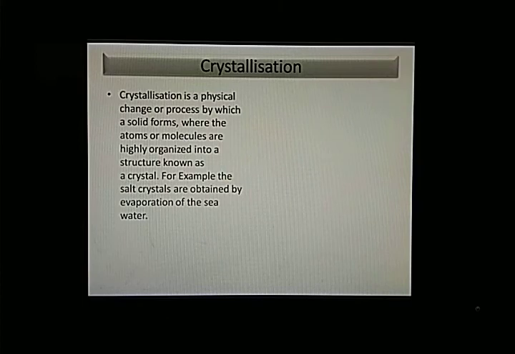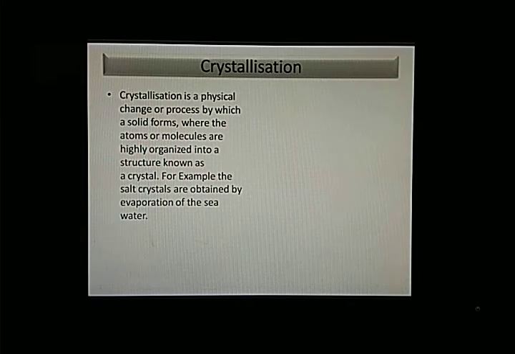Now moving on to the last topic, that is crystallization. Now what is crystallization? Crystallization is a physical change or process. Just now we have read about rusting of iron, that was a chemical change, but crystallization is a physical change. And crystallization is nothing but, in short we can say, the process through which crystals or solids form.